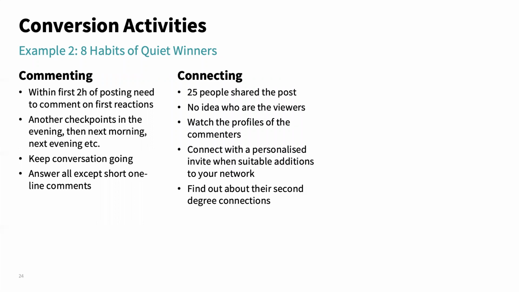But when we comment, the question is, who are those people? 138,000 viewed it, and I have no clue who they are. But I see those who commented, that was 40, those who liked it, which is 400, and 25 who shared it further. These are the very important ones. So I look at which are the 25 people. I watch those and also those who commented. And then I connect with a personalized invite. For this post, I can do it easily.